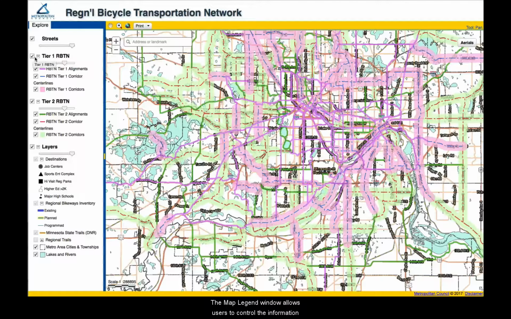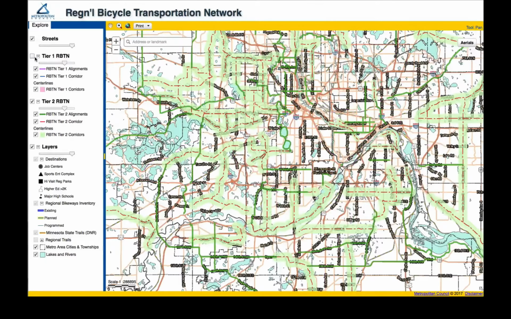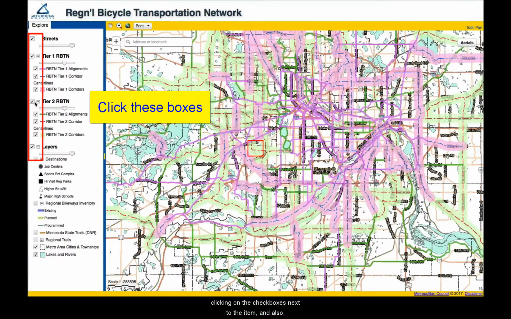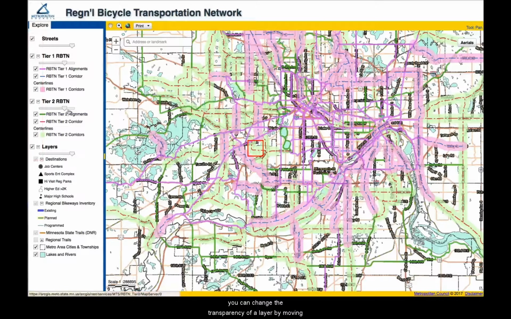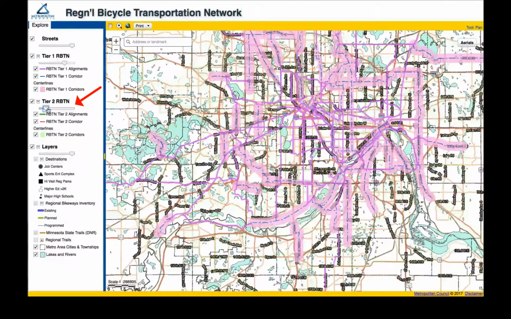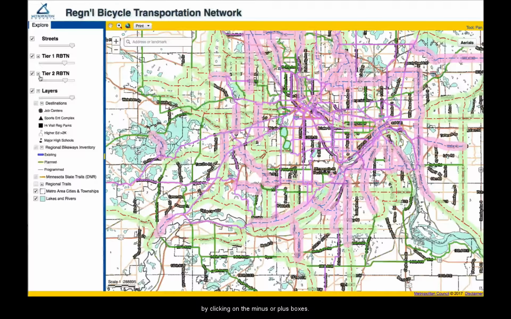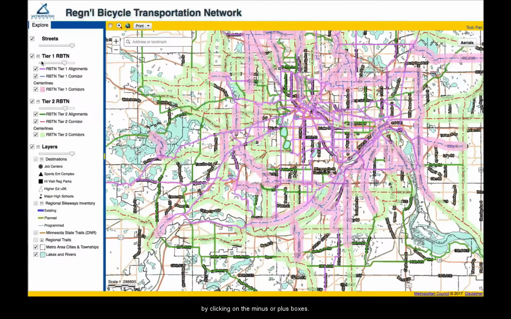The Map Legend window allows users to control the information they see on the map window. You can selectively turn map layers off or on by clicking the checkbox next to the item. And also, you can change the transparency of a layer by moving the sliders to the left, invisible, or to the right, visible. The legend can be collapsed or expanded to hide or show subcategories by clicking on the minus or plus boxes. Please note that some map layers are scale dependent and will only show up when the map window is zoomed to the appropriate scale.